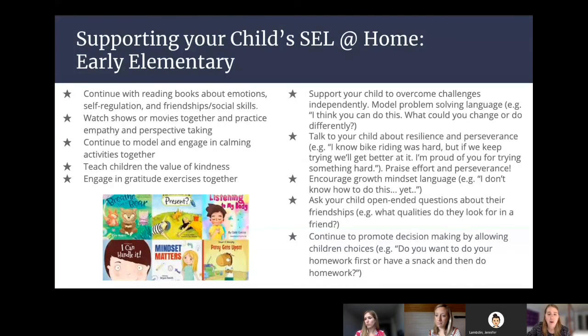Ask your child open-ended questions about their friendships. For example, what qualities do they look for in a friend? And continue to promote decision-making by allowing children choices, similar to what we heard before. Do you want to do your homework first or have a snack and then do your homework is an example for a choice we might see for early elementary.